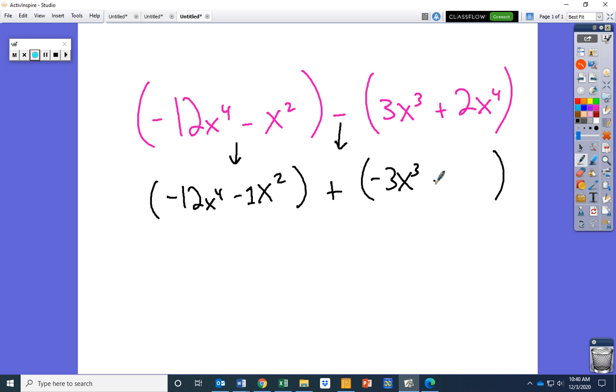So this is minus 3x to the third, and this plus 2x to the fourth becomes what? Okay, before I continue, does everybody understand these two terms became opposites, right? Because it's copy, add opposites. So now, my next step is to separate the terms. So I'm going to separate this, I'm going to separate this. Look across the board.